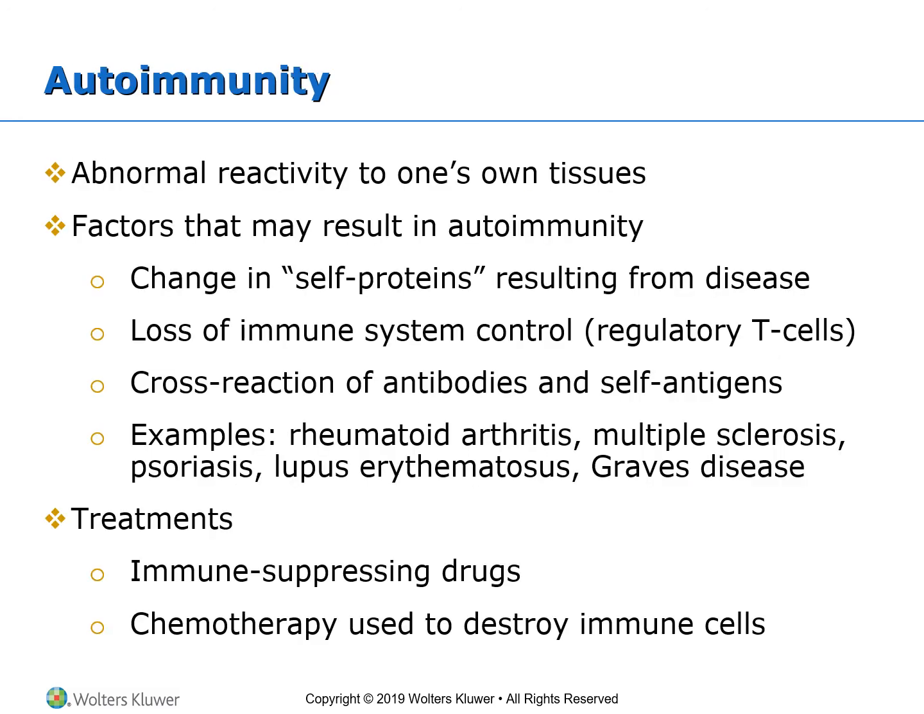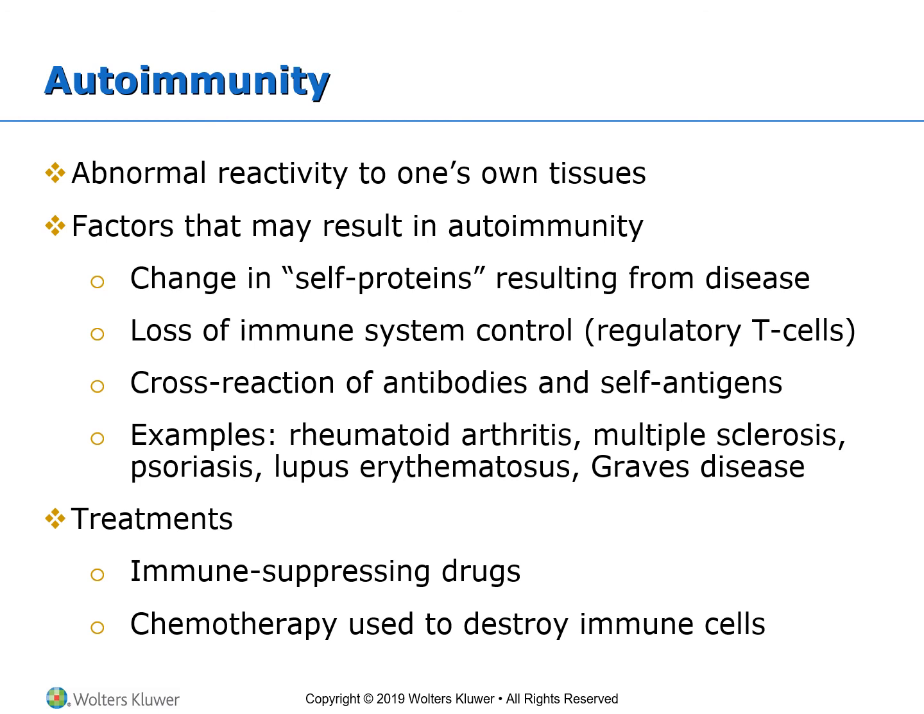Autoimmunity refers to an abnormal response, a hypersensitivity, that one will have to one's own tissues. In an autoimmune response, the body's own antigens will be seen as foreign, will not be recognized as itself, and as a result of that, the immune system will produce antibodies and will attack those cells.